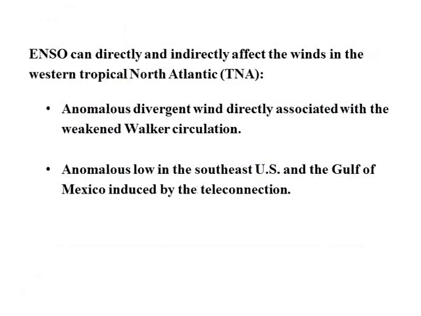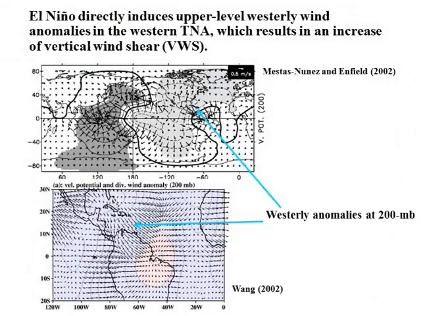From my knowledge, I summarized two ways ENSO can impact the vertical wind shear over the Atlantic Ocean. One is the so-called direct effect. The second is the so-called teleconnection. I will introduce both of these. First, we'll take a look at the direct impact.